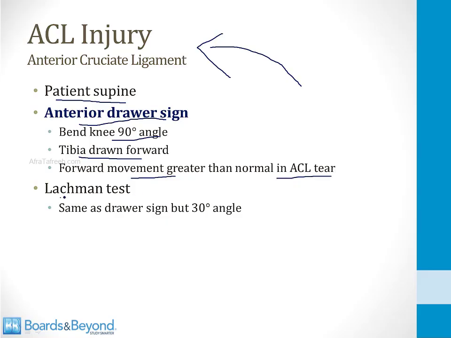There's also another test called the Lachman test. It's the same as the drawer sign, but you use a 30-degree angle. But the point here, and what you want to remember for your boards, is that the job of the ACL is to resist anterior forward movement of the tibia, and that's what will be abnormal if the ACL is torn.